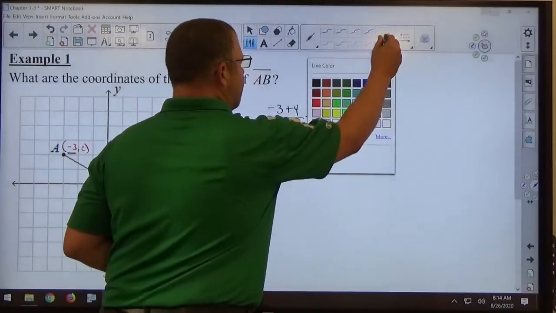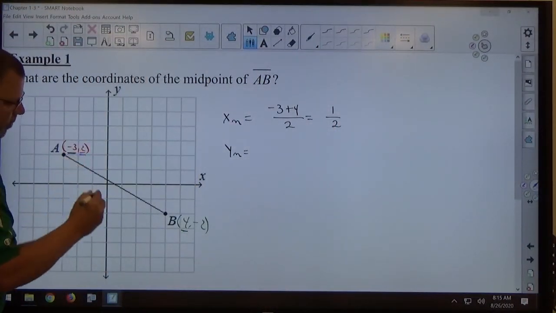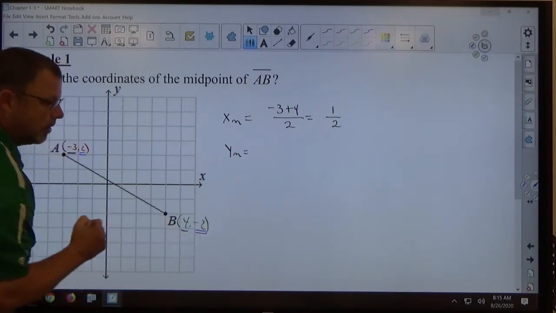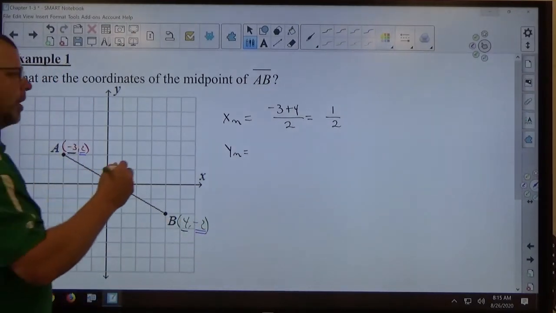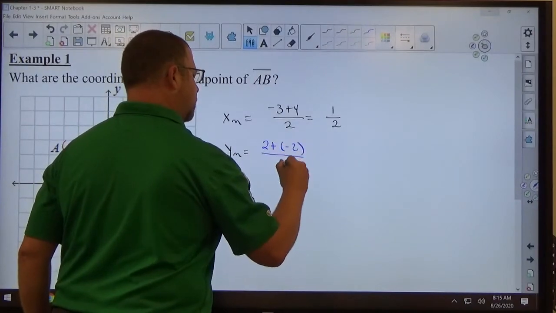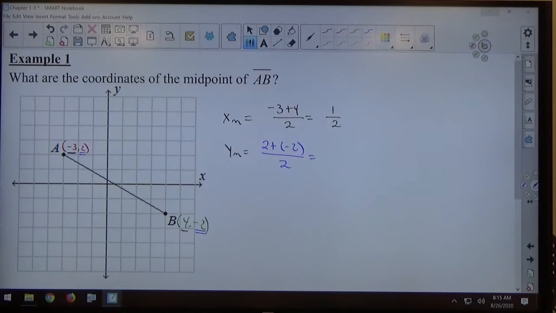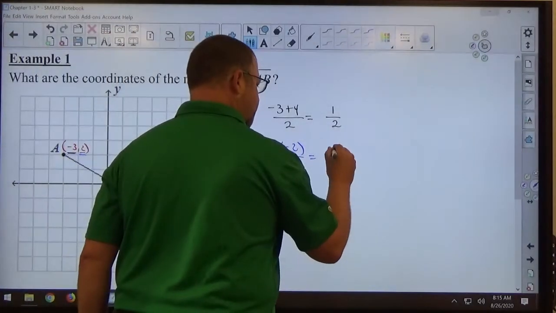and then we want to find halfway between the y's the same way. So the coordinate of y for A is 2, the coordinate of y for B is negative 2, so halfway between 2 and negative 2 is going to be 2 plus negative 2 divided by 2. What's 2 plus negative 2 equal? 0. 0, so again, 0 over 2.